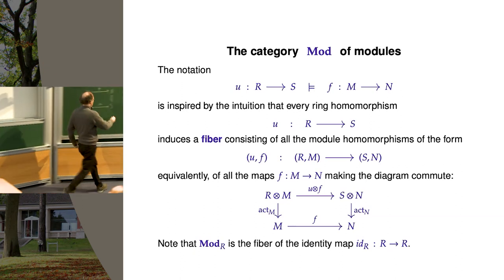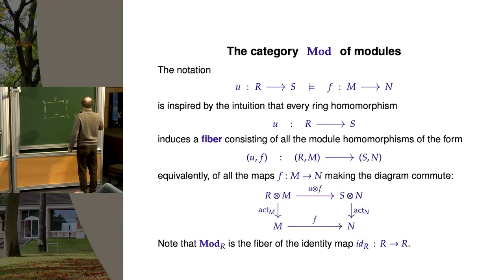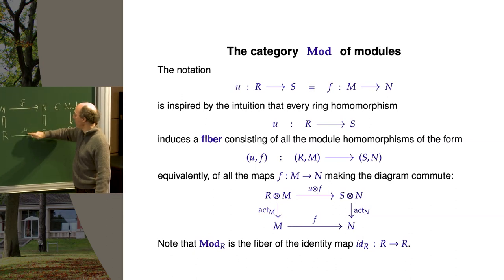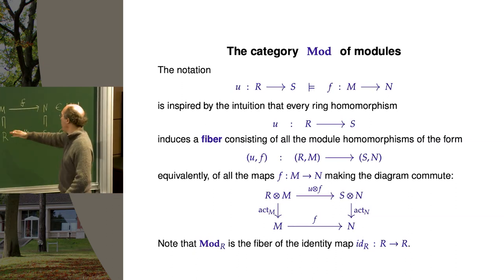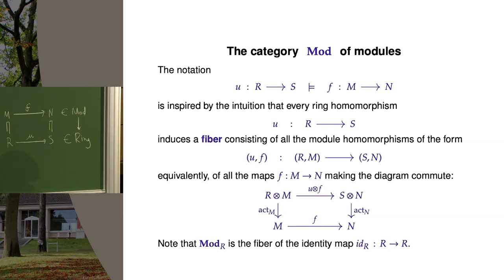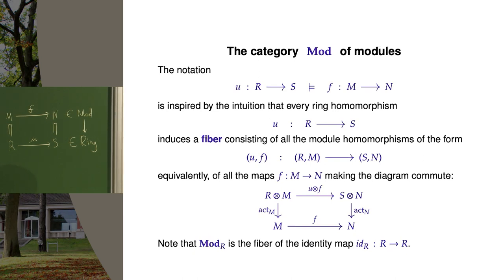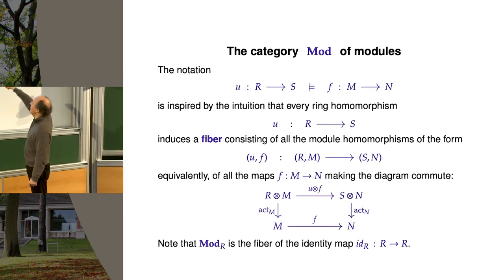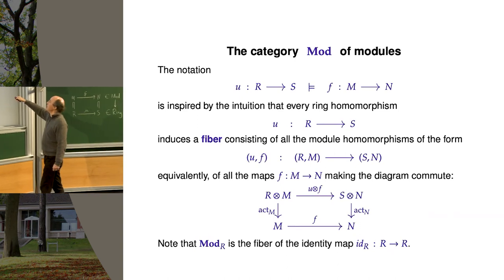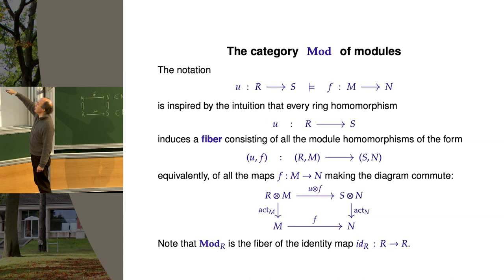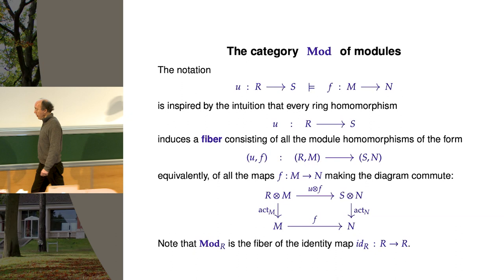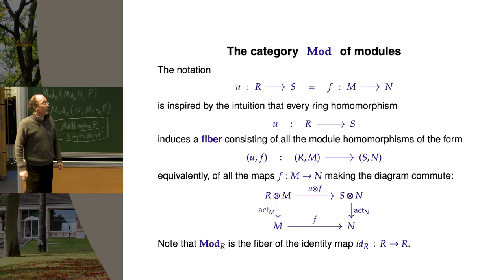So this lives here in the category of rings, and this lives here in the category of modules. There is a functor here, F has U as image, and we can think of F as an element of the fiber of U. When I write this, it's also a little bit inspired by logic. It says that F is in the fiber of U, and that means that this diagram commutes. And by the way, if we take the fiber of the identity map, we get exactly the category of R-modules. So that's nice.